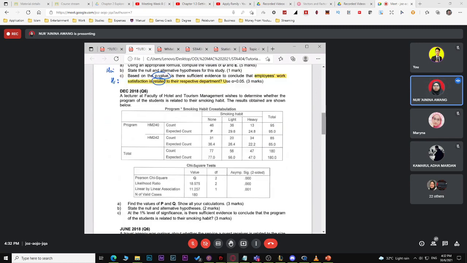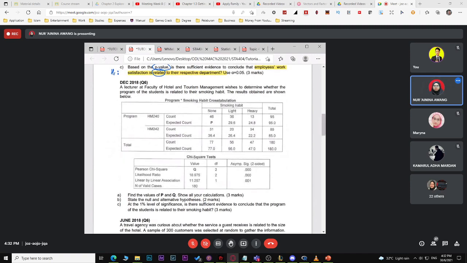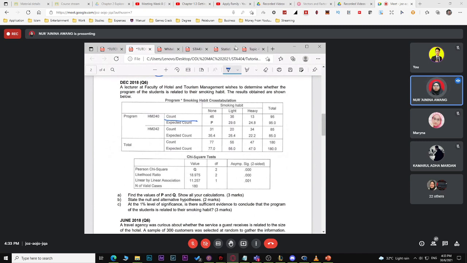And then for December 2018, find the value of P and Q. Okay, so P and Q. Here, your P is your expected count. So as usual, if it is expected count, must use the formula: total row times total column divided by your sample size. Okay, so you will get the value of P is 40.6. Take 1 decimal place. Why? Since all of these are one decimal place only.